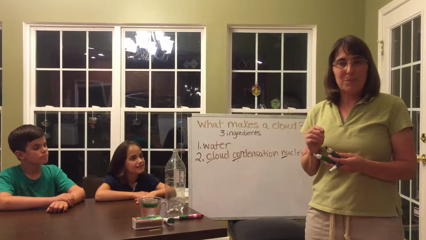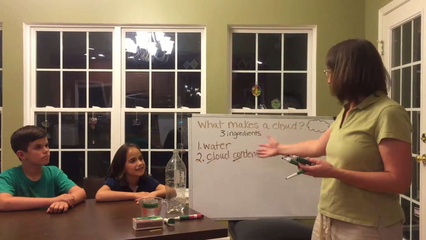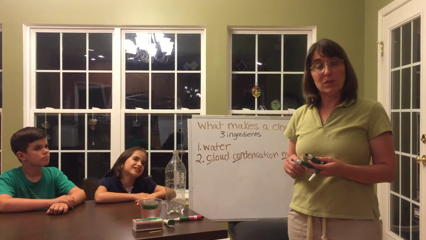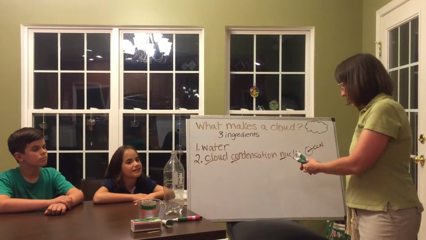CCNs can even be tiny pieces of human skin, which is kind of neat to think that you could actually be part of a cloud. But the most common cloud condensation nuclei is actually sea salt, and I'll explain that here.